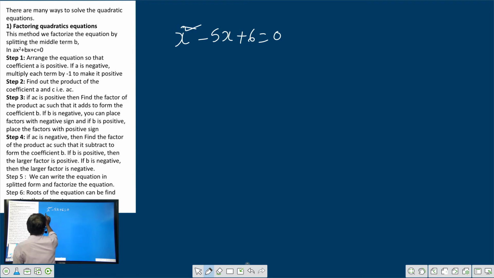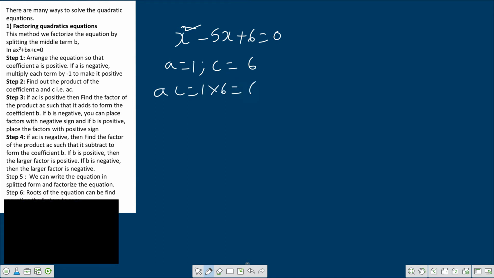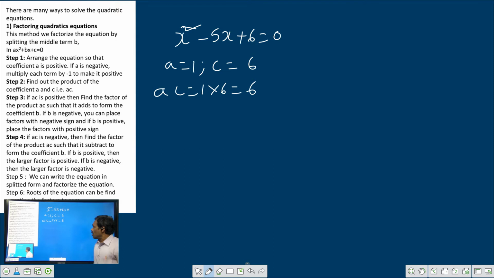So what is it once again? A is equal to 1. C is equal to 6. Okay, the product AC will become what? 1 into 6, that is nothing but 6. Alright? So for 6 I will take factors, either add or subtract, I should get minus 5.